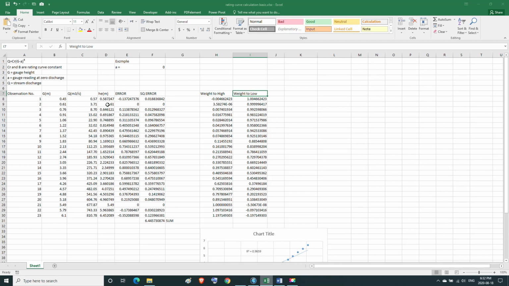Then the sum of square error, or square difference, and the coefficient of determination, or R squared coefficient, between the actual values of the gauge height and the initial prediction for the values of the gauge height appeared, which are 6.445 and 0.9659 respectively.